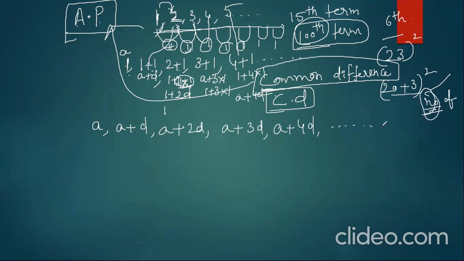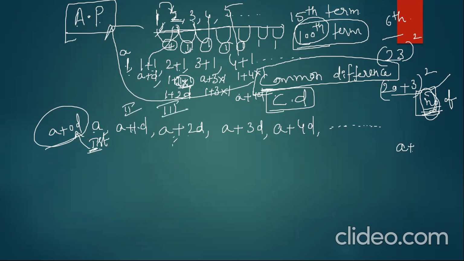So I want to write the nth term if I go on writing like this. How do I write it? The first term is just A, that means A plus 0D. First term means A plus 0, 1 less, right? Next, the second term is A plus 1D, the third term is A plus 2D. That is 1 less, right?